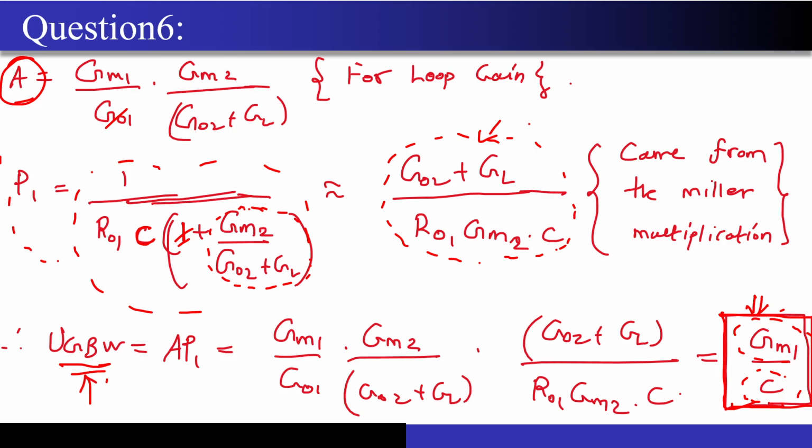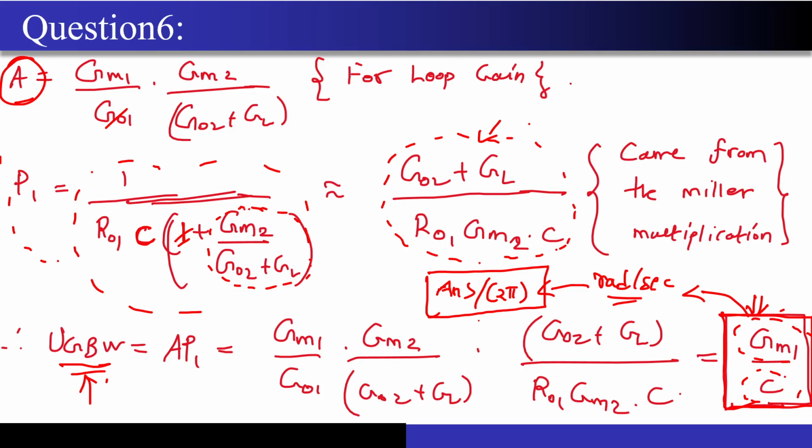The only thing is, please, after doing so much hard work, do not make mistakes in the units. The unit for this particular quantity will come out to be radians per second. If they are asking you to calculate in megahertz, then you have to divide this answer by the factor 2 pi. Please remember this, okay? I don't want you to make any mistakes and lose marks because of this. Correct? I hope this point is clear.